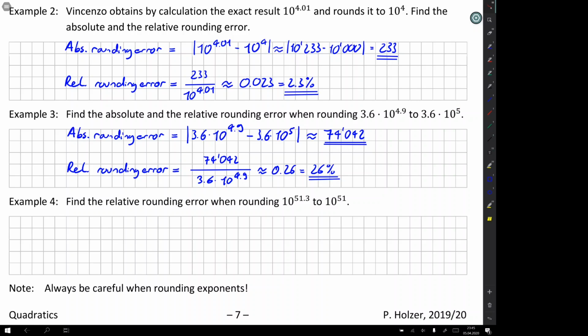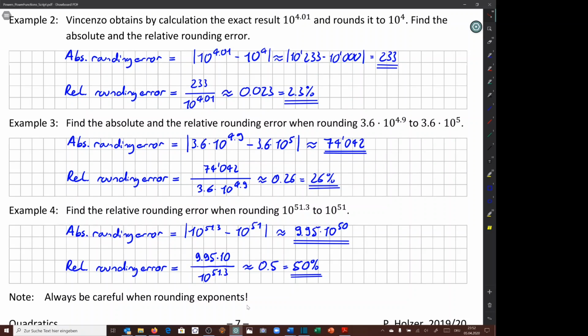Let's look now at example 4, where we round 10 to the power of 51.3 to 10 to the power of 51. So again, just rounding 51.3 to 51 seems to be a very small rounding error. Solve it on your own, find the absolute and relative rounding error, stop the film, and here comes the result. We get an enormously large absolute rounding error, 9.95 times 10 to the power of 50, and the relative rounding error is 50% of the exact result. So the main takeaway here is always be very careful when rounding exponents.